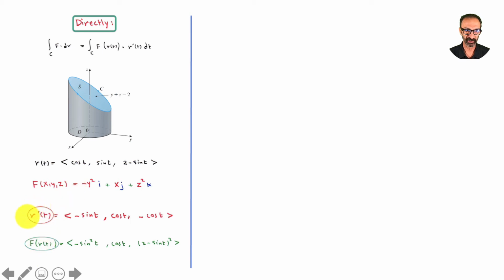Let's do the dot product between the 2 circled ones. That's f, and that's r prime right there. Here's the dot product. Once you have them lined up, as you could see, it's easier to multiply. Multiply this by this, multiply this by this, multiply this by this, and add them up. And that's what I have.